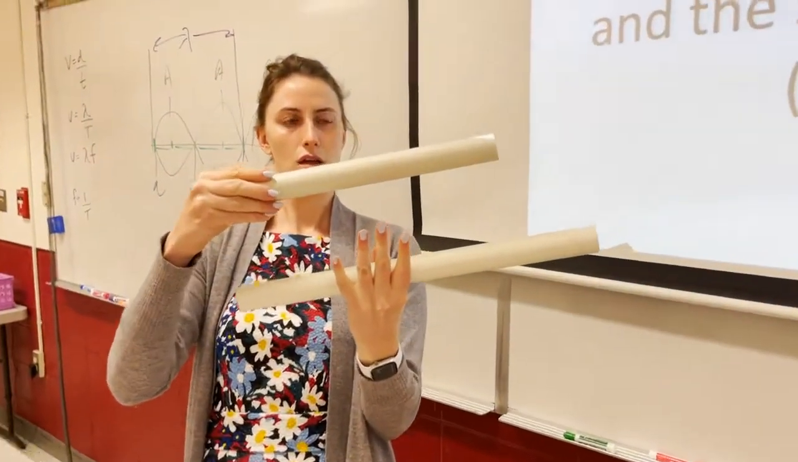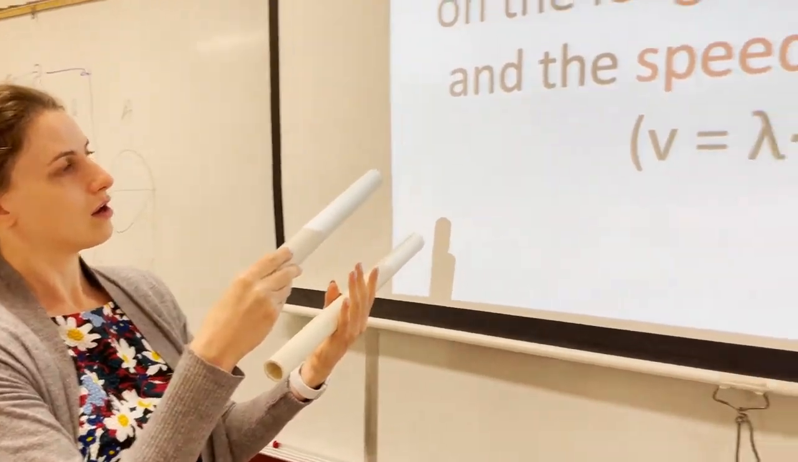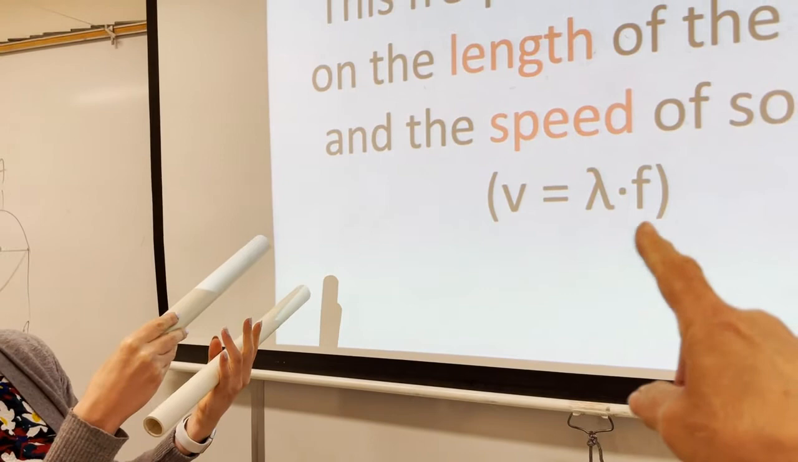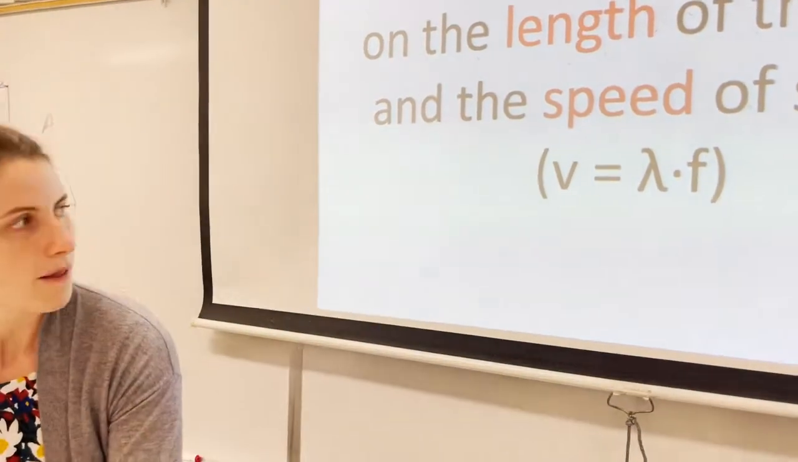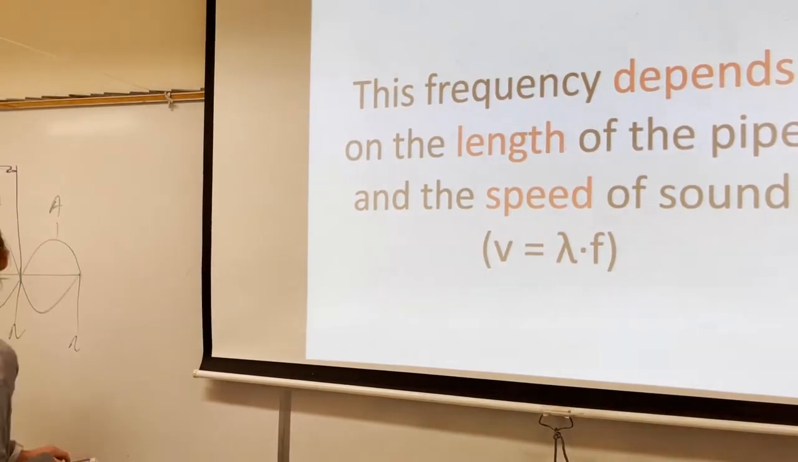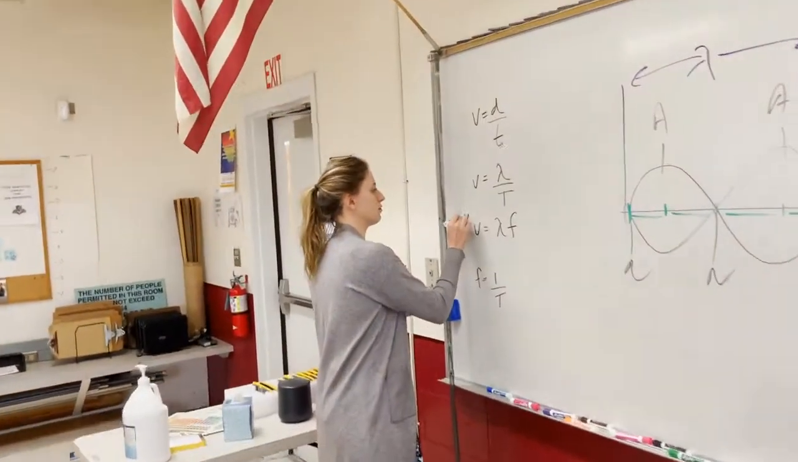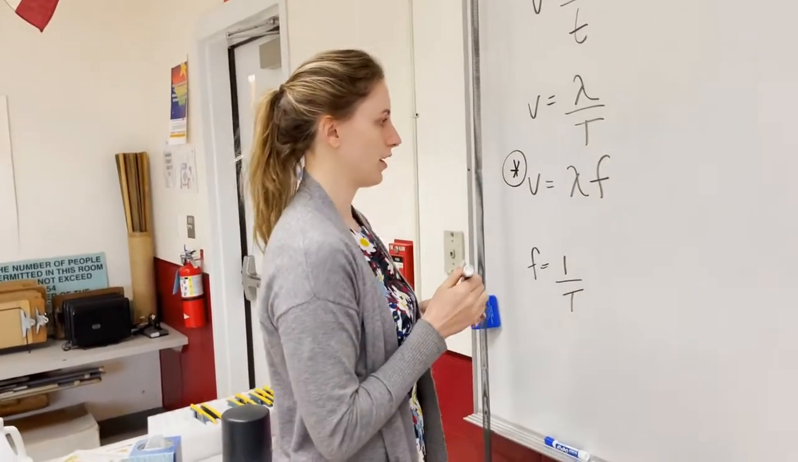So if the speed of sound is 343 meters per second, the frequency and the wavelength multiplied together give us that velocity. So that's this equation right here, right, Blake? Okay, so we're going to be taking a look at this relationship right here.